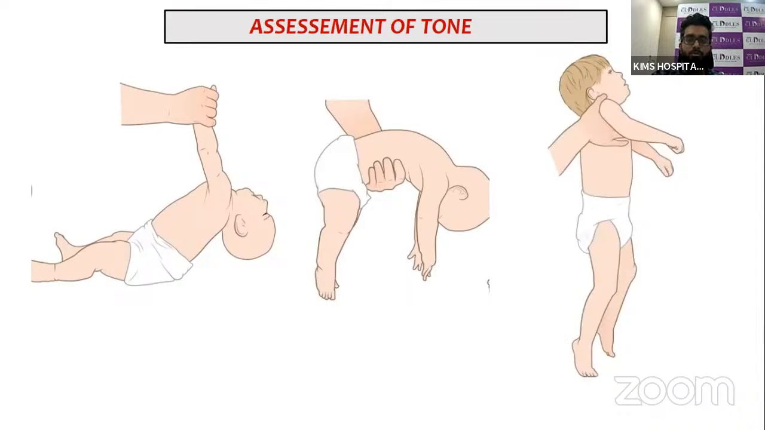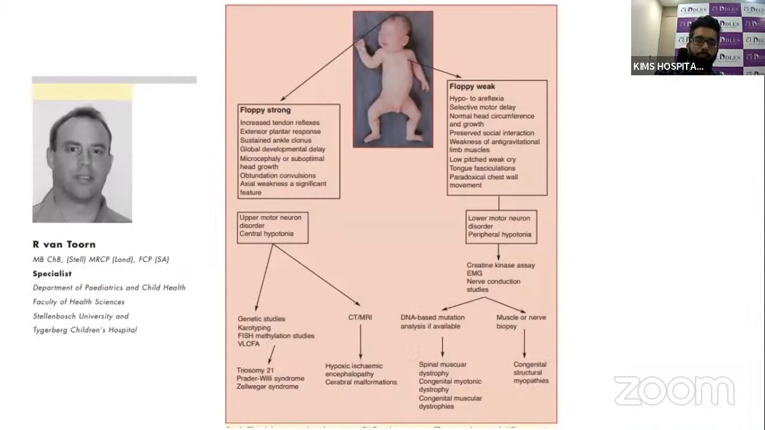The third maneuver is vertical suspension. You hold the child from the armpits and try to lift. In this posture, babies flex at the knees and they have some tone, so it's very easy to hold them. Whereas with a hypotonic baby, the baby tries to slip off, and you see the legs are completely extended. So these are the three important maneuvers to assess tone: pull to sit, horizontal suspension, and vertical suspension.